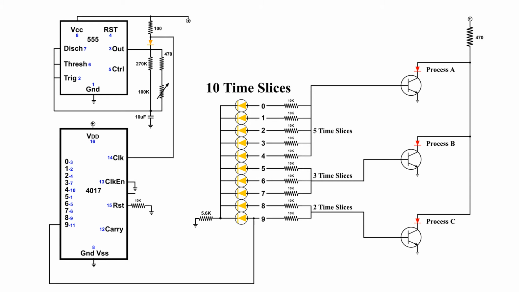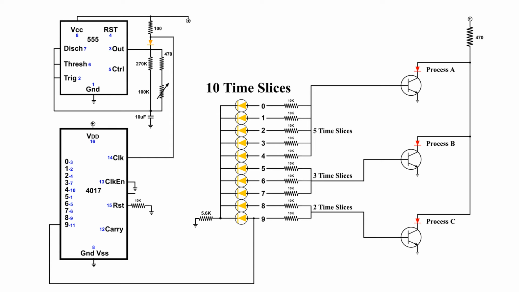This is the wiring diagram, and you'll notice that I drew it a little differently than I physically built the demo, but of course electrically it's identical. And in the center you can see that I've got a total of 10 time slices, and how I divvied up the time slices: 5 to the first process, process A, then 3 time slices to process B, and 2 time slices to process C.